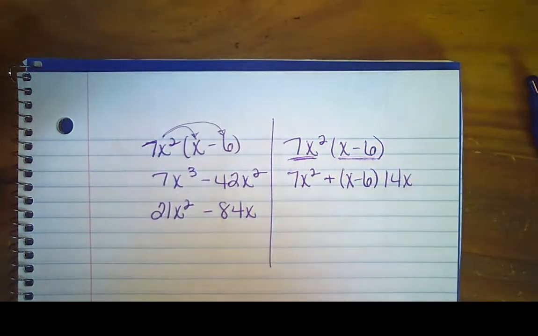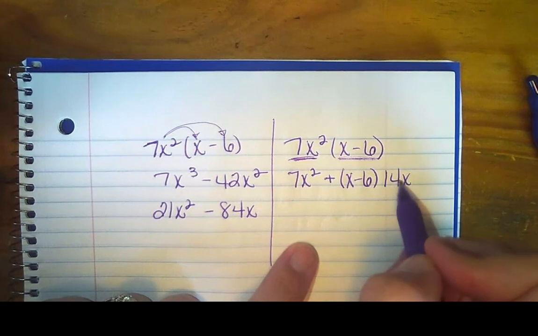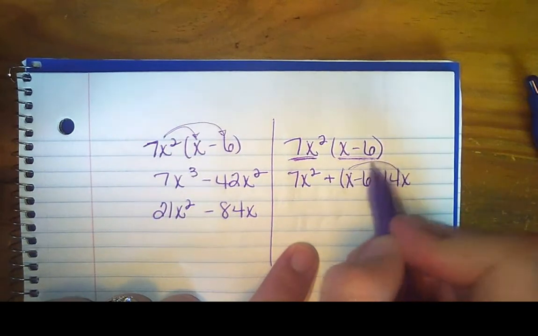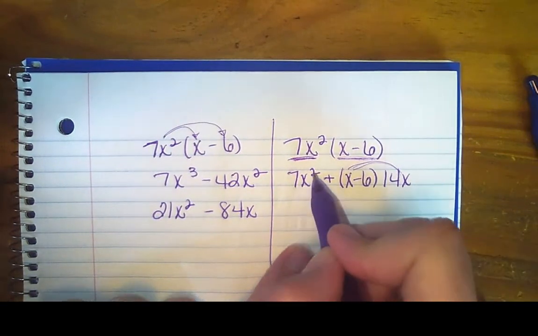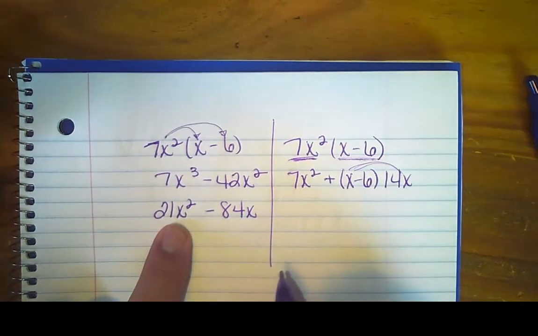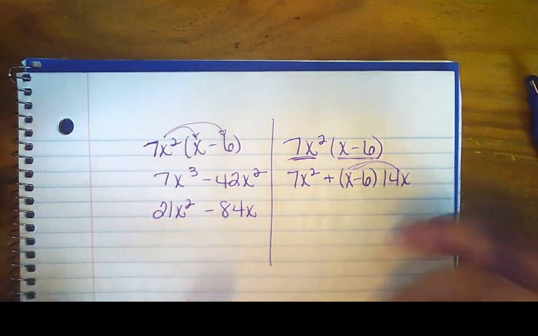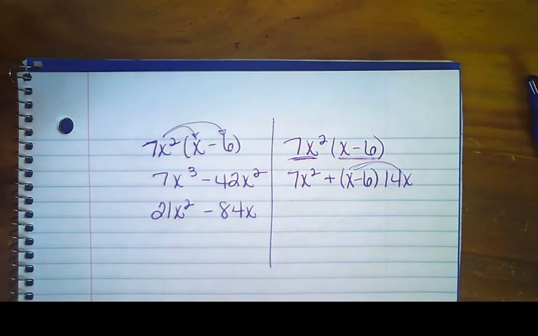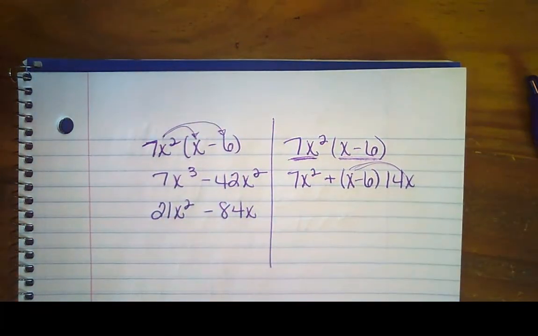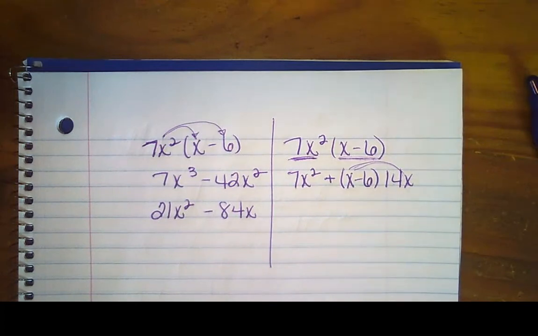And then you're done. Well, you notice now if you clean it up, if you get a 14x squared here and a 7x squared here, that gives you 21x squared. And then 14x times a negative 6 is a negative 84x. So you get the same answer. It just may not look the same. You may have to do a little bit of organizing first, but you do get an equivalent function.